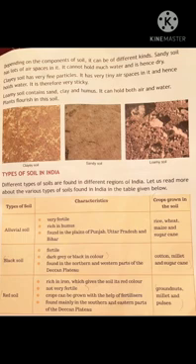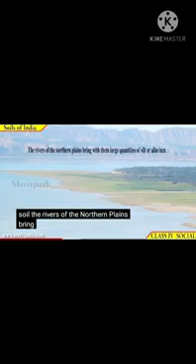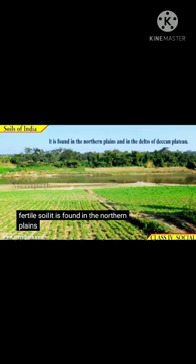Are you ready, students? First one, alluvial soil. This soil is very fertile. Alluvial soil is very fertile and rich in humus. And where is this soil found? This soil is found in the plains of Punjab, Uttar Pradesh and Bihar.